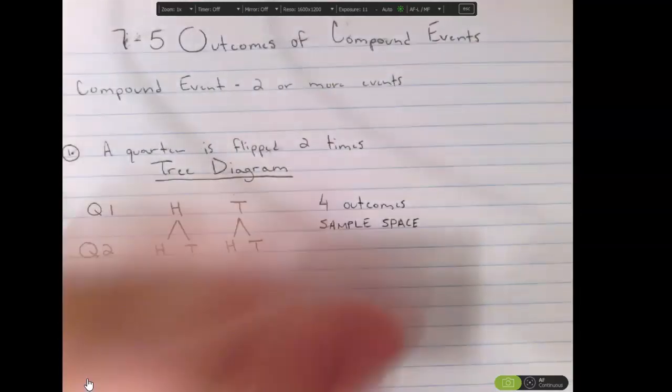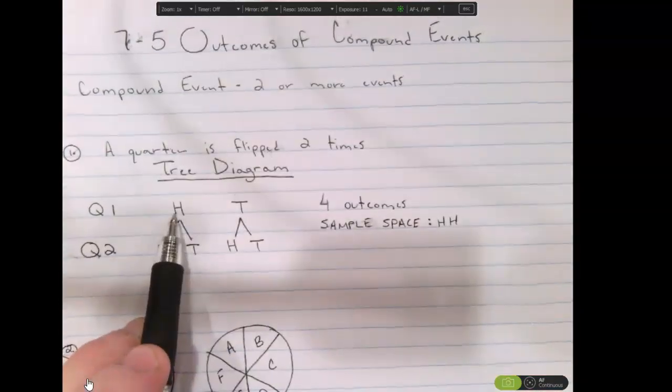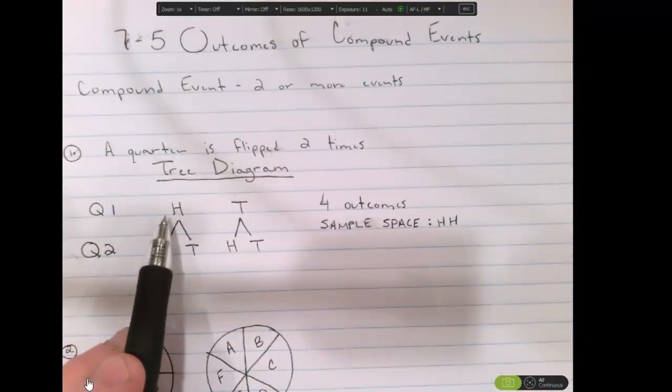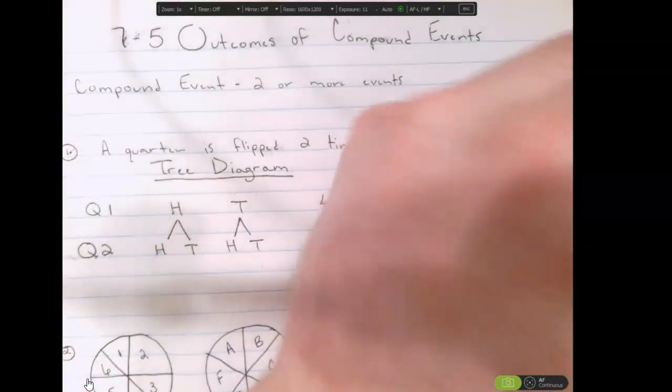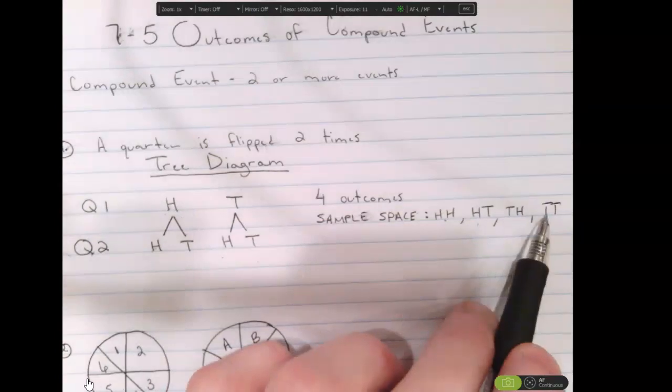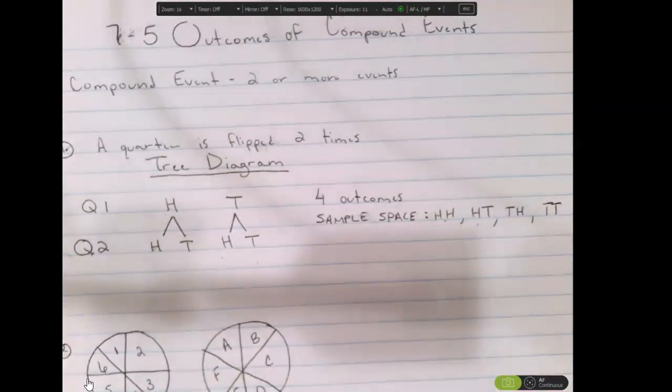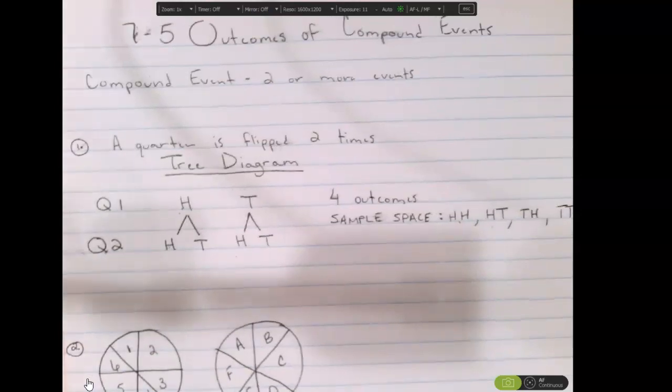Our sample space for this would include heads, heads. So if I flipped heads and got heads again, or if I flipped heads and tails, my next outcome would be tails with the heads, or my final outcome would be tails and tails. So those are my 4 different outcomes that are possible with this scenario, if a quarter were to be flipped twice. Now, maybe the instructions got changed and it said it was flipped 3 times.